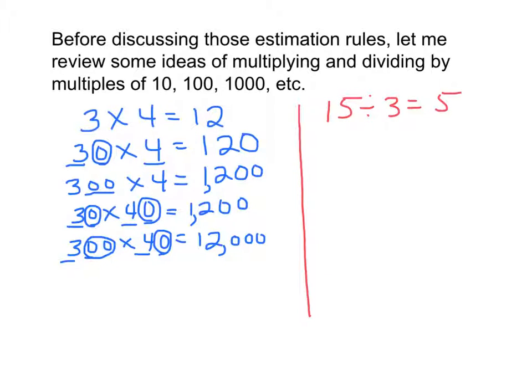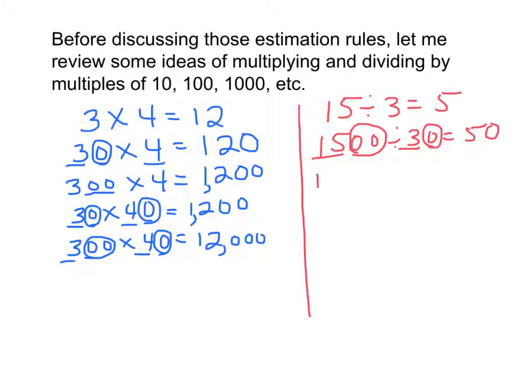If I'm dividing by multiples of 10, 100, 1000, etc., I'm going to be putting the difference of the number of zeros in the problem. For instance, we know that 15 divided by 3 is equal to 5, so if I have 1500 divided by 30, I know 15 divided by 3 gives me that 5, and now we know that there's 2 zeros in the first number, there's 1 zero in the second number, so I'm just going to subtract the number of zeros. 2 subtract 1 gives me 1, so I need 1 zero in my answer.